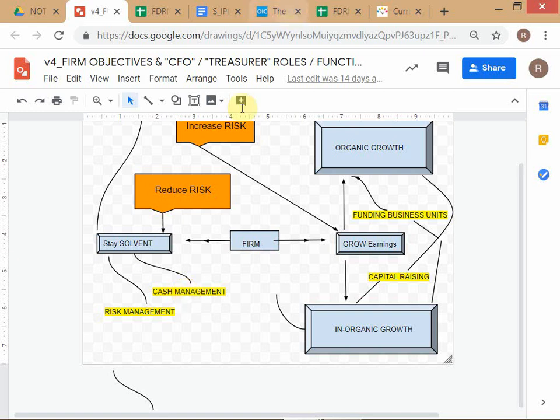Okay, so these are the functions of the firm as related. So these are the functions that the CFO does, the treasury does, cash management, risk management. And then of course, the most important function, which is capital raising. Okay, that is the most important function of the treasury, which you already have a feeling for now.